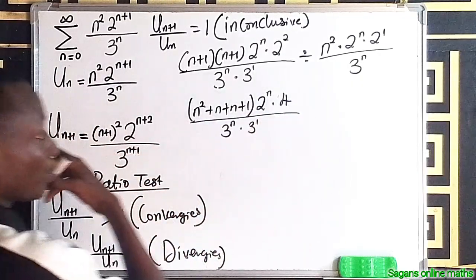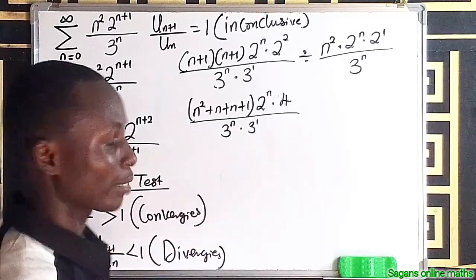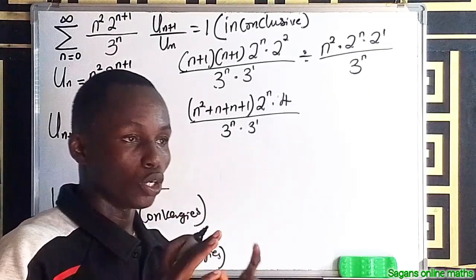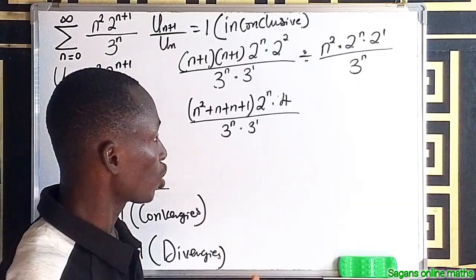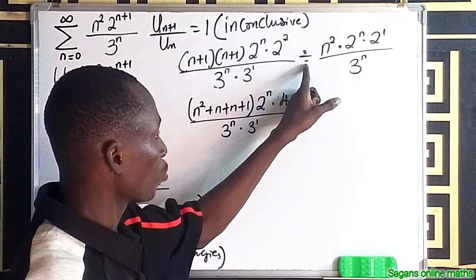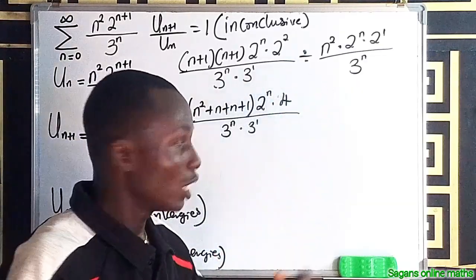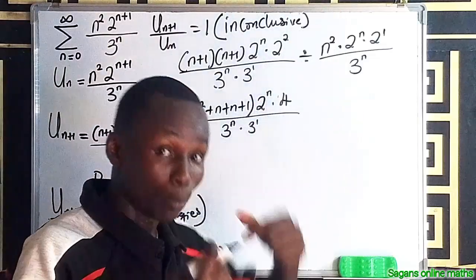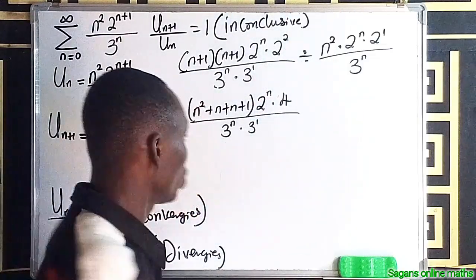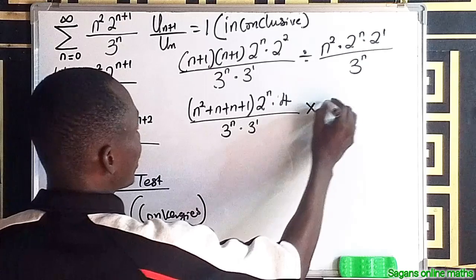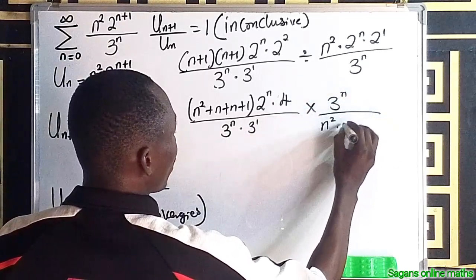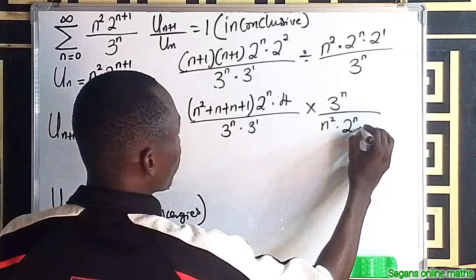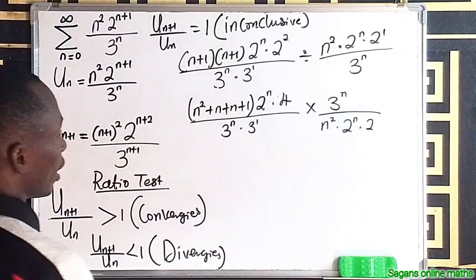Then by obeying the properties in mathematics, maybe you're in grade 12, or grade 3, grade 2, or grade 4, you know, our teachers always told you that when you have a division sign and you want to change it to a multiplication sign, you bring up the denominator and bring down the numerator. So this is now multiplied by 3 to the power of n divided by n squared multiplied by 2 raised to the power of n multiplied by 2.